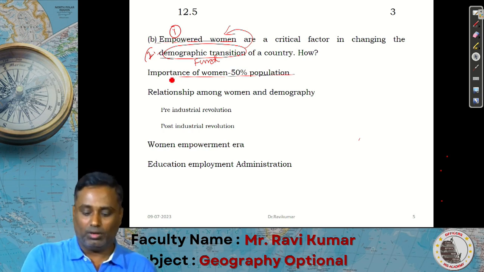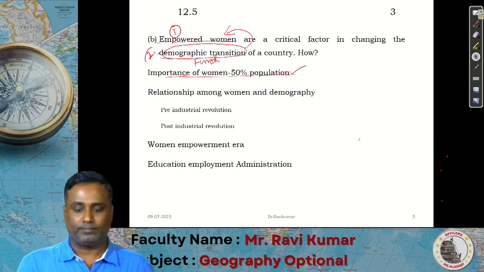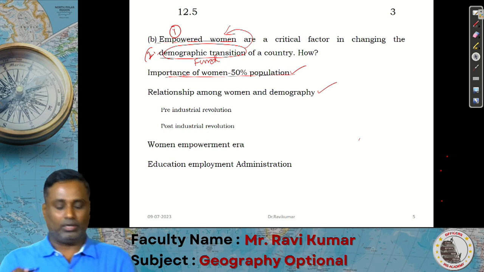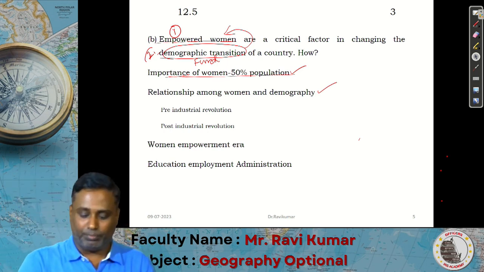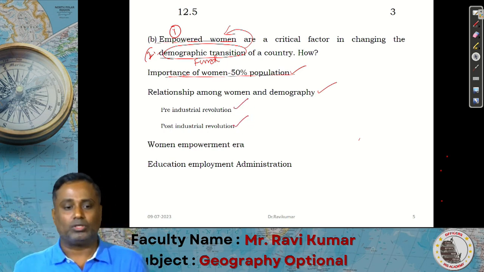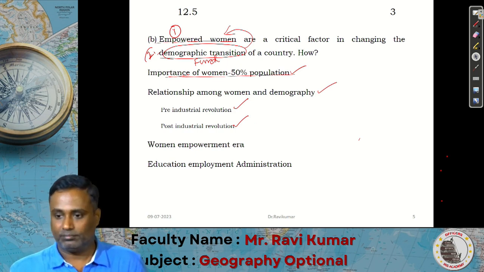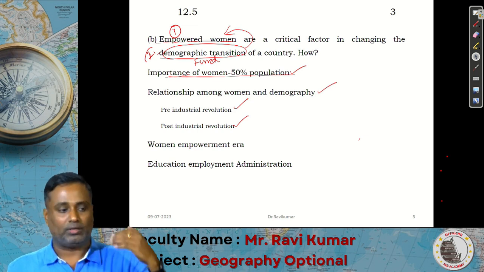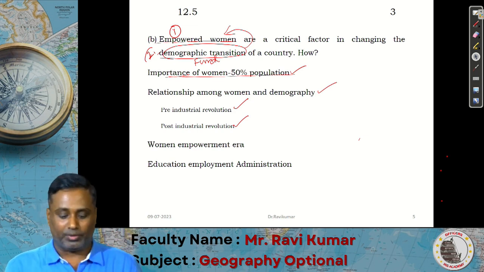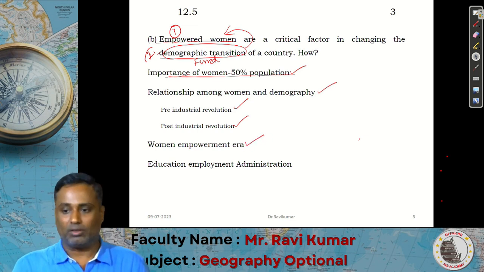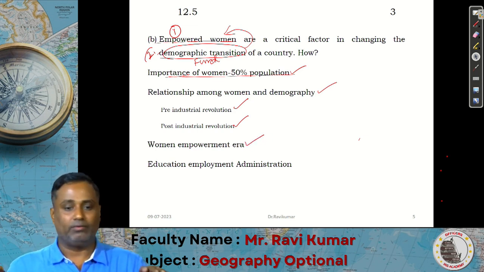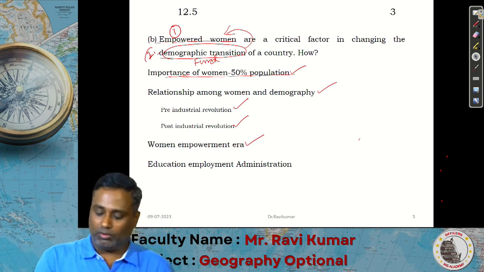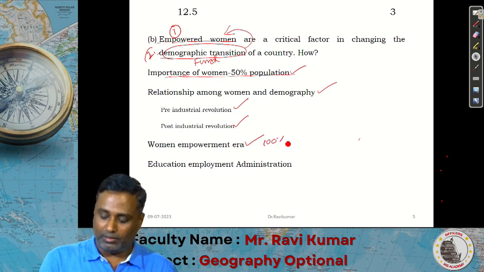We are talking about women being 50% of the population. We have to think about the demographic relationship among women in demography. We talked about pre-industrial revolution and post-industrial revolution, and how women contributed. There was no contribution by women in the revolution and economic development. That is why the revolution was slowing down. But at present, women's empowerment has developed. In most areas, women work equal to men, so we have a higher employment force. Now we have 100% employability here.